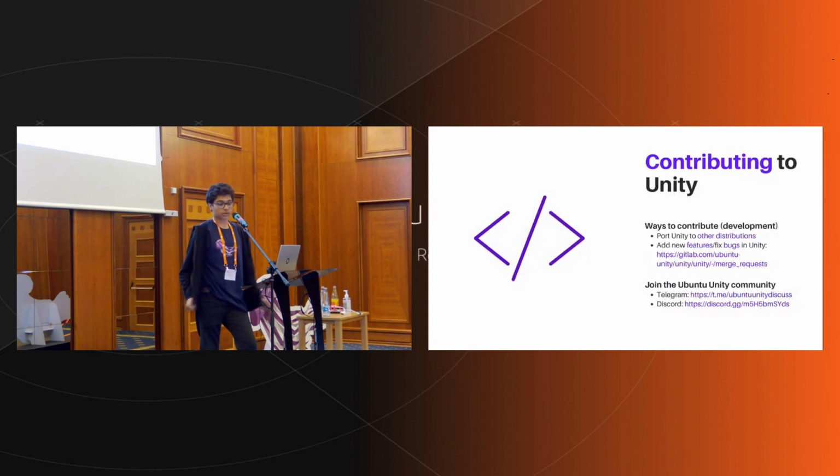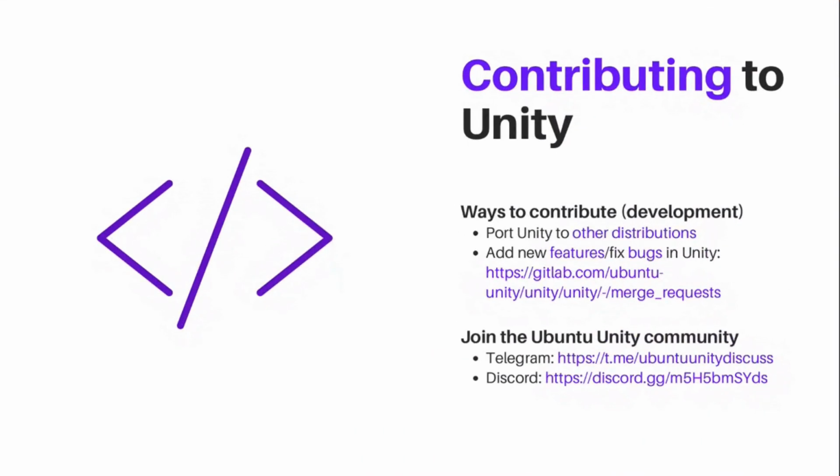Let's discuss how you can contribute to Unity. You could help port Unity to a distribution of your choice and become the Unity maintainer for that particular distribution, or you could help add new features or fix bugs in Unity. So I've given a link for where you can submit new merge requests to Unity. And then, if you face any problems, for example, you could join the Ubuntu Unity Telegram group or Discord server. So I've given the links here in the slide.